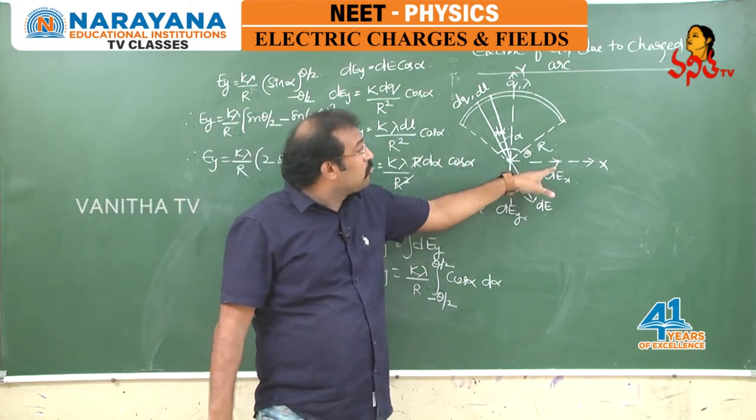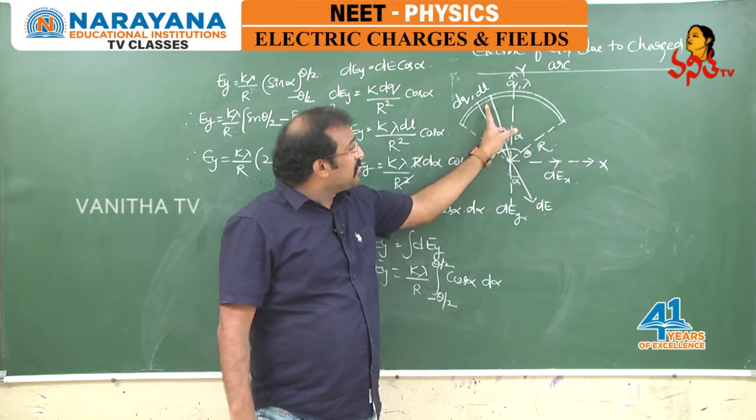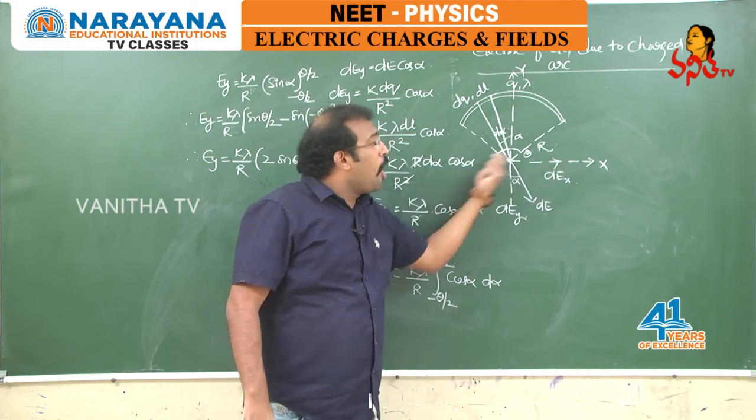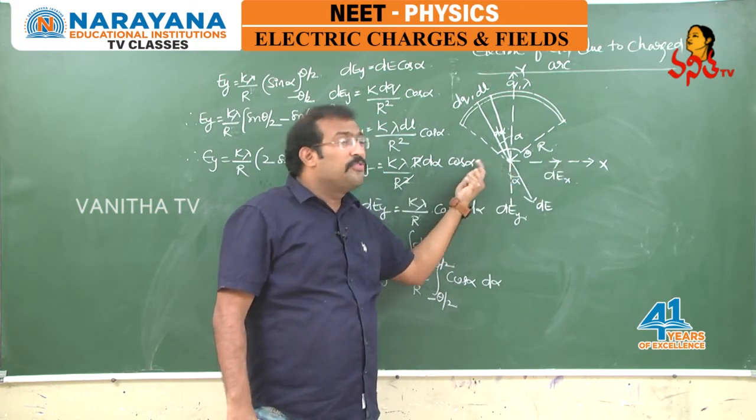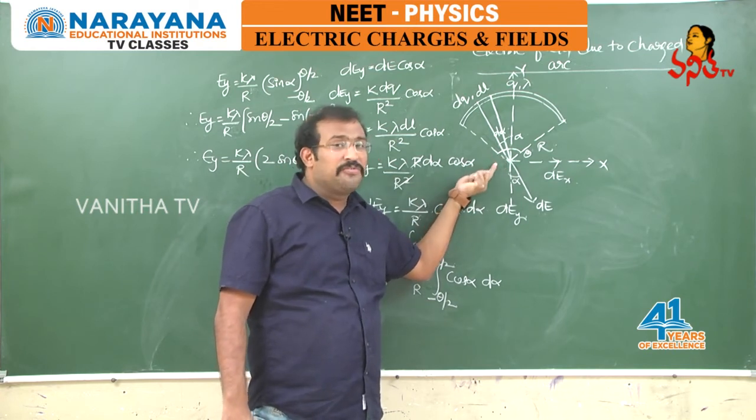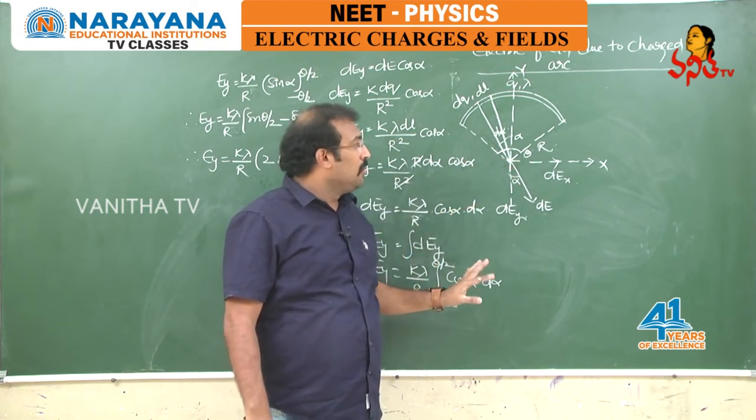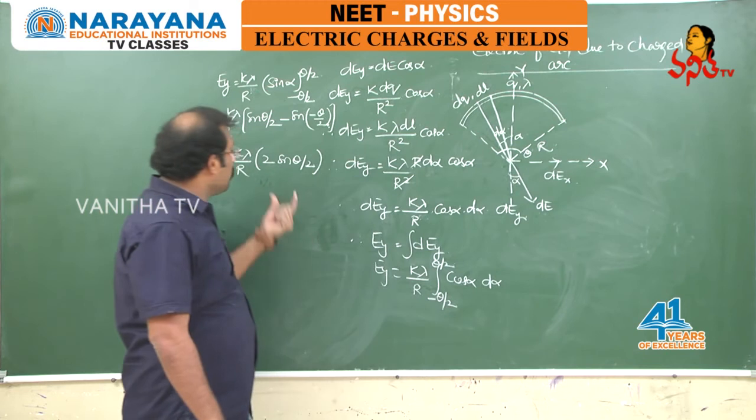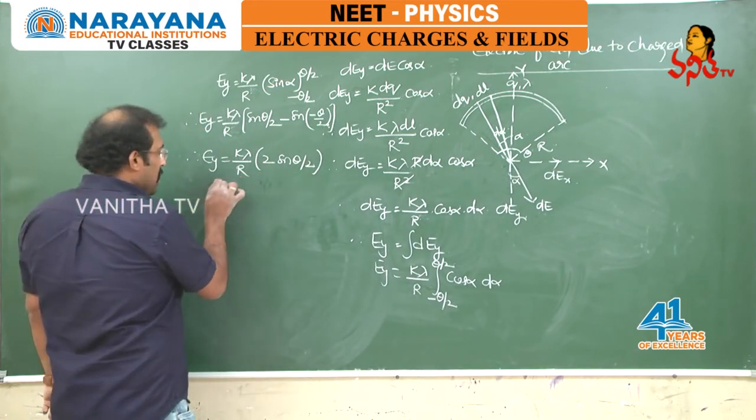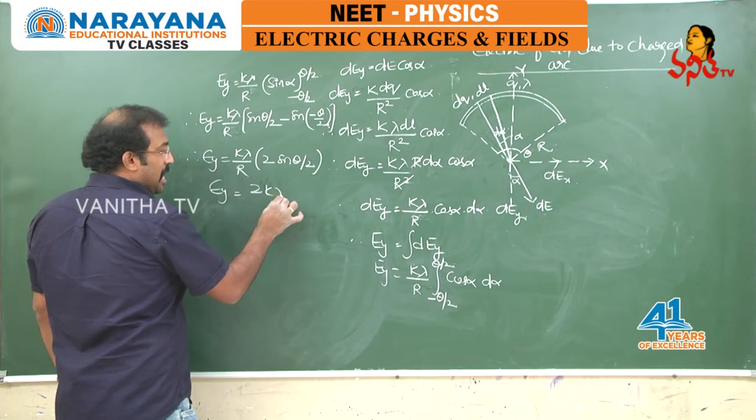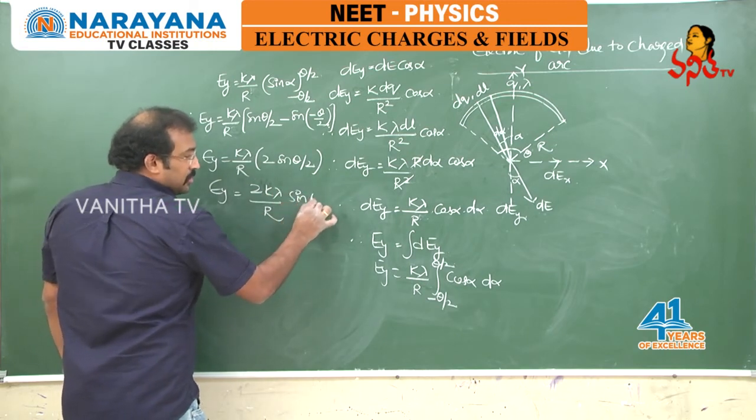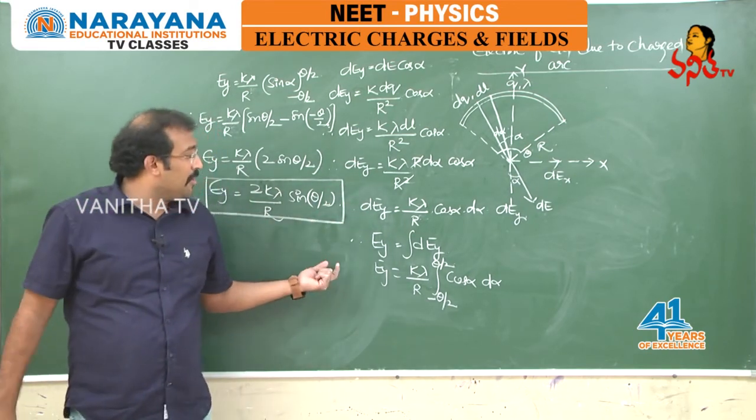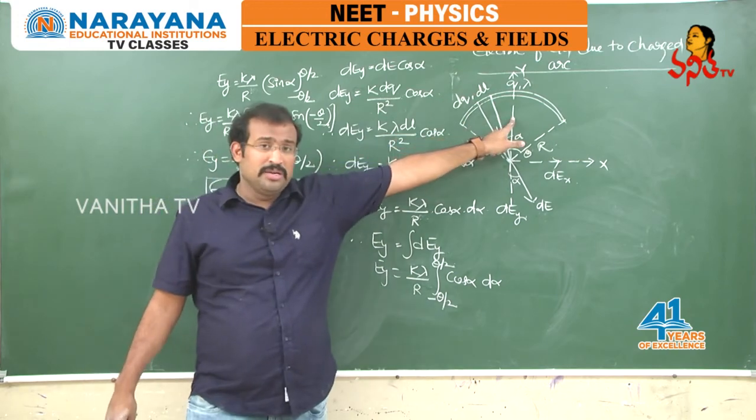If you find out dEx also, if a similar element is taken here, the electric field components will be in opposite directions along the x-axis. So those field components will get cancelled out. So the electric field along x direction is equal to 0. Therefore, the electric field is only along the y direction. So Ey is equal to 2kλ by r into sin θ by 2. This is the way we can calculate the electric field due to a charged arc.